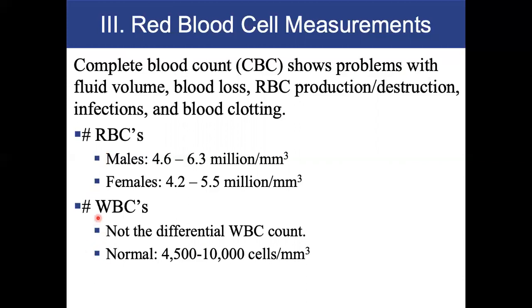Number of white blood cells. Notice, generally speaking, it's not differential, right? So how many white blood cells should somebody have? About 10,000 white blood cells per cubic millimeter. And then the differential will tell you how much of each type of white blood cell you have. And that's going to tell you what type of an infection you most likely have.